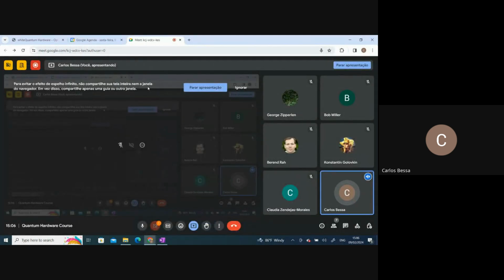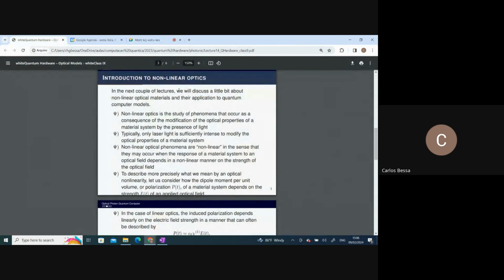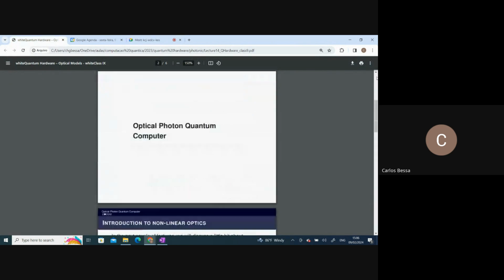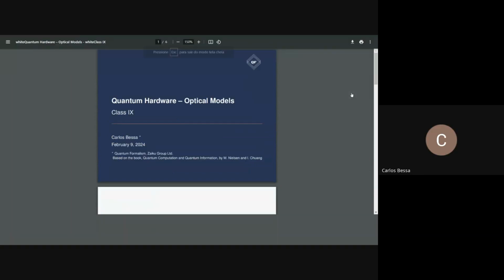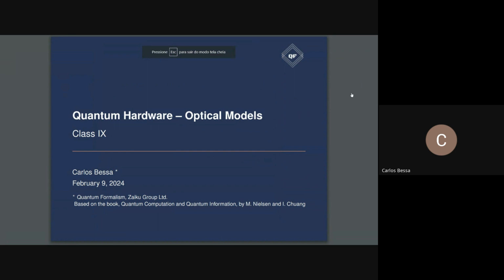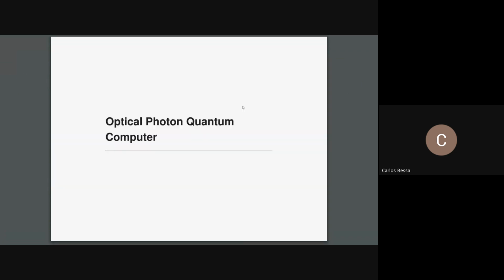Okay, I hope you guys can see. Okay, so let's start. You guys can see my slides, right? Looks good. Okay, so good. Just a problem with the camera, but the more important thing is the screen. It's working well.